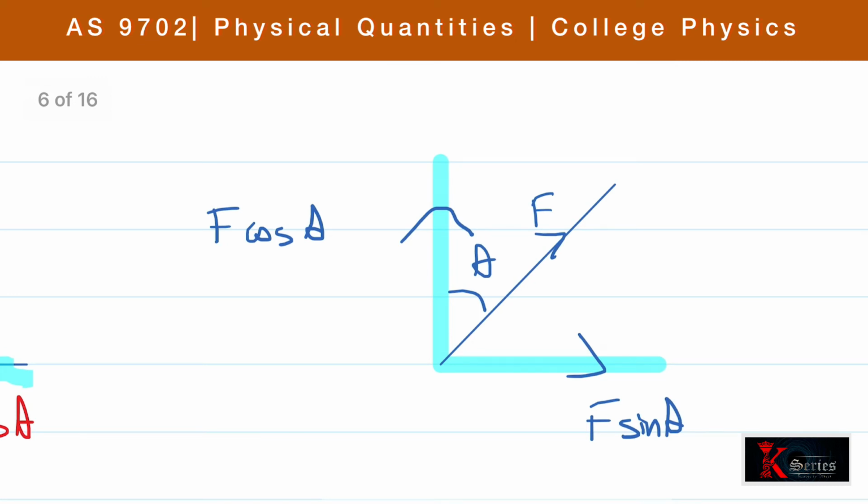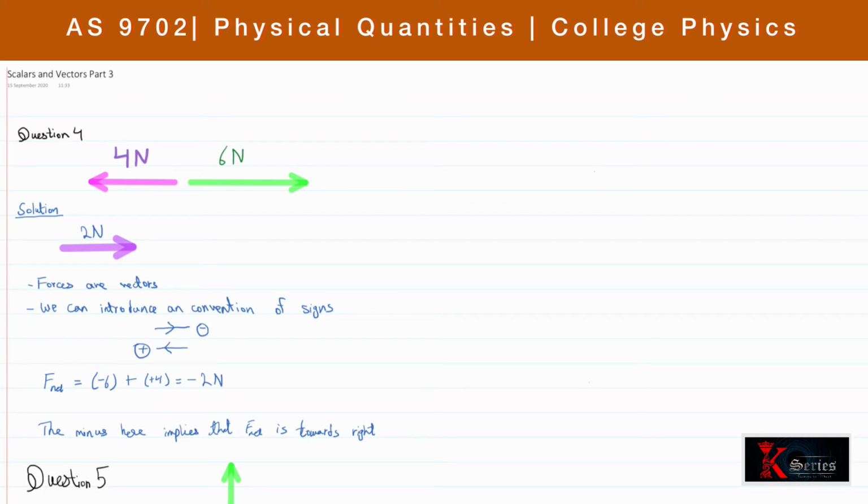Now we'll be moving on to a question. So basically we have two vectors here. One is of 6 Newton and one is of 4 Newton. Now in order to find the resultant vector, since both the vectors are in opposite directions, we need to subtract these vectors. So 4 Newton needs to be subtracted from 6 Newton. So the resultant would be 2 Newton in the direction pointing towards the right.